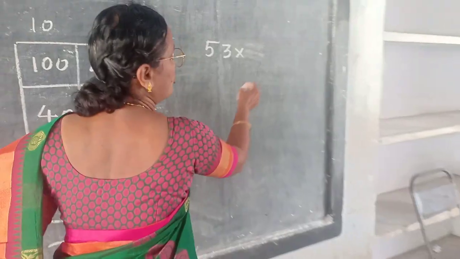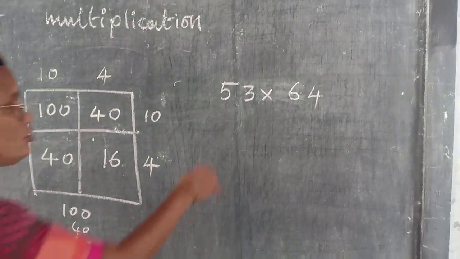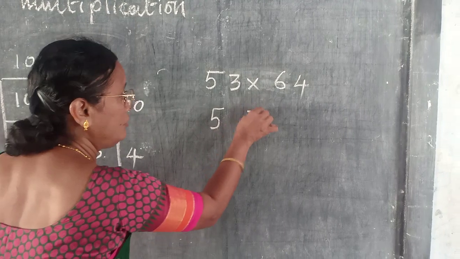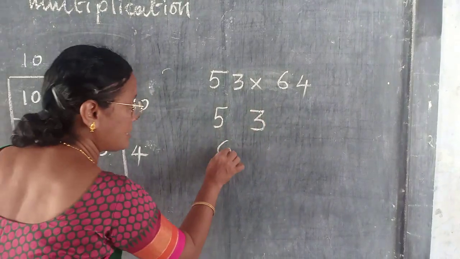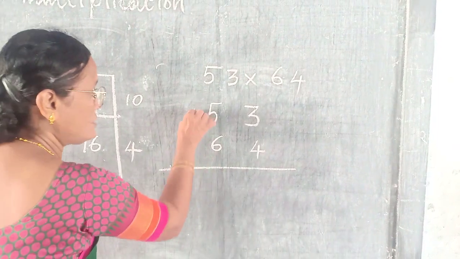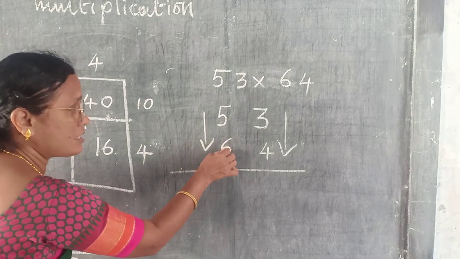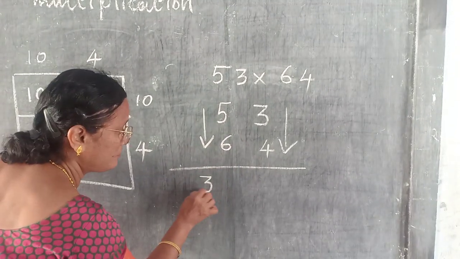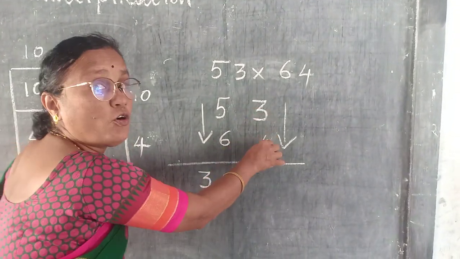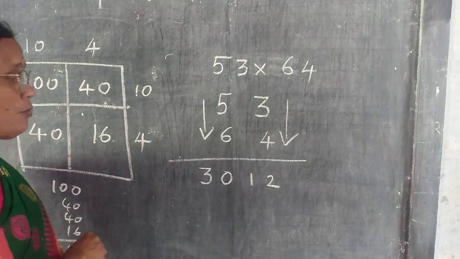53 into 64. Understand? 53 into 64. So 5, 3, 6, 4. Understand? So what is it? Vertically first. 5 sixes are 30. 3 fours are 12. Since it is a two-digit number, no problem at all.